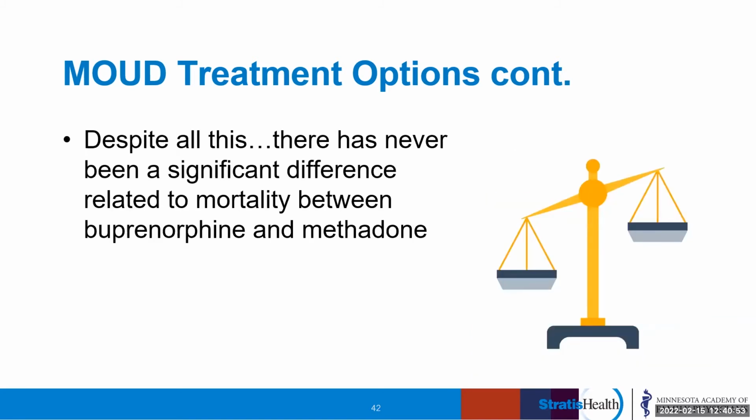This is what I find very interesting, because despite all of these things and some of the problems that we see with methadone, there's really never been a significant difference in mortality between buprenorphine and methadone. And I think you have to understand, too, that this is prescribed, okay? Clearly on the street, people that are buying methadone have a much higher risk. And as more data comes out, I think we're going to find that buprenorphine is probably still the safest of the two.